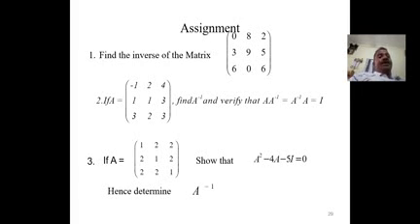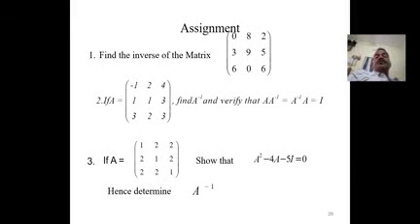Now if you want to find A inverse, from that statement you have 5I is equal to, after taking 5I to the right hand side, A square minus 4A. So 5I is equal to A square minus 4A. From that relation you have to find A inverse. If you multiply with A inverse, you get 5 A inverse equal to A minus 4I.